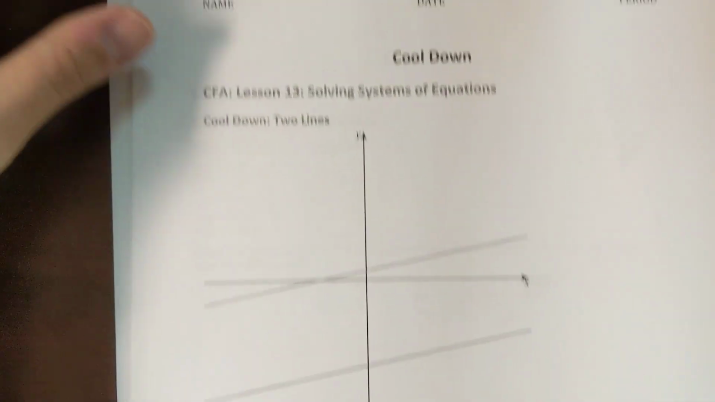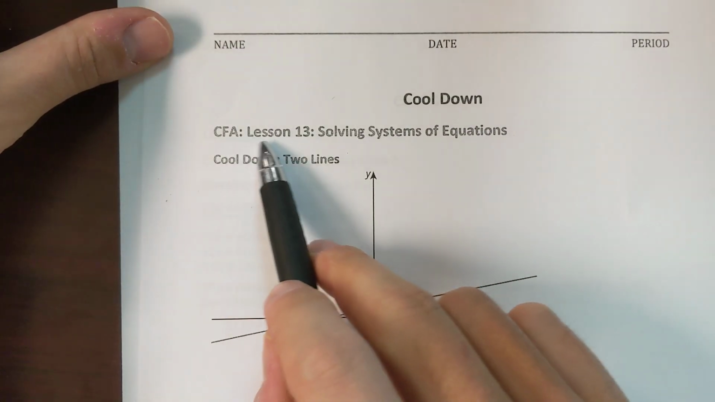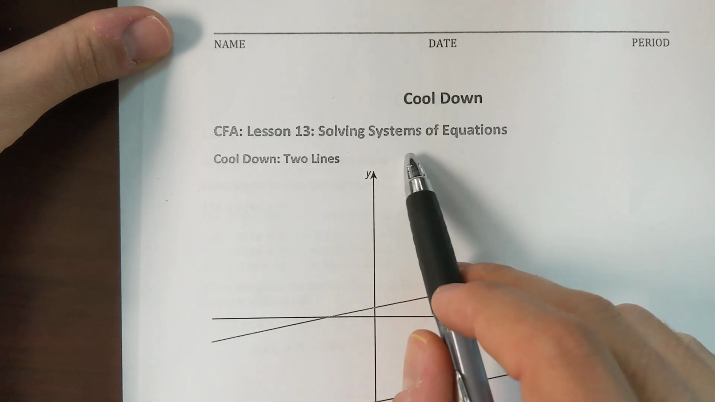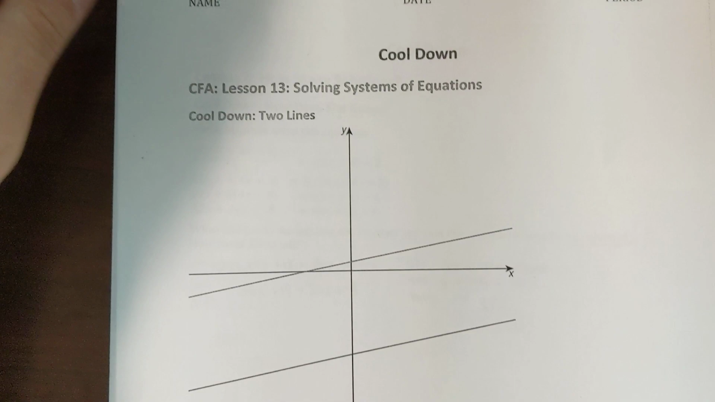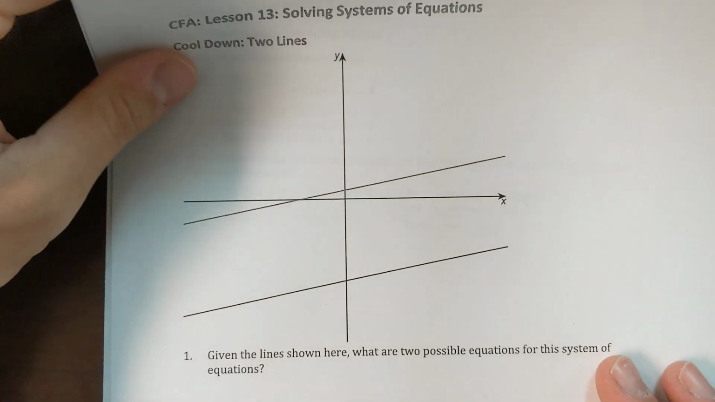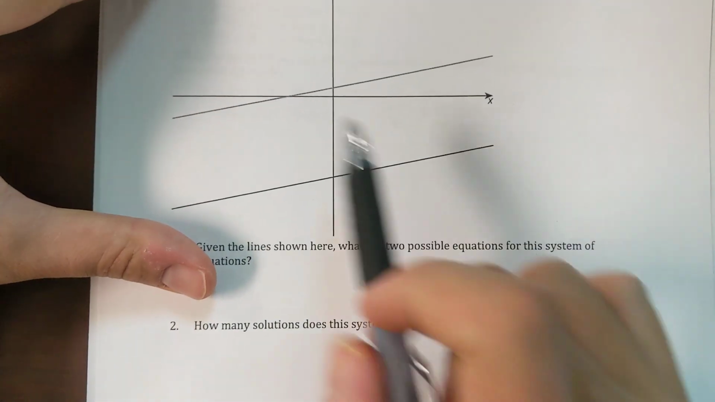Alright guys, what's up? Getting ready here for the CFA from lesson 13, solving systems of equations. We had two lines. This was our CFA. We're going to get ready here for the retake. So we have these two lines here.